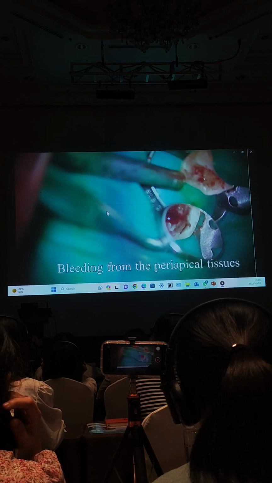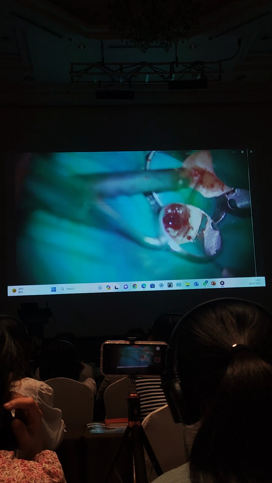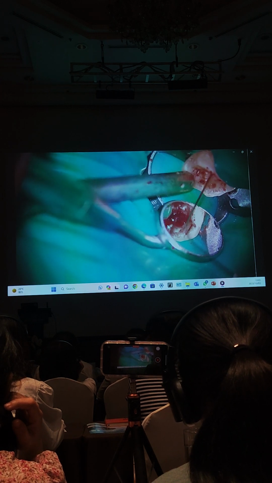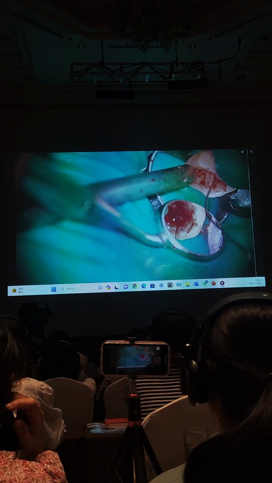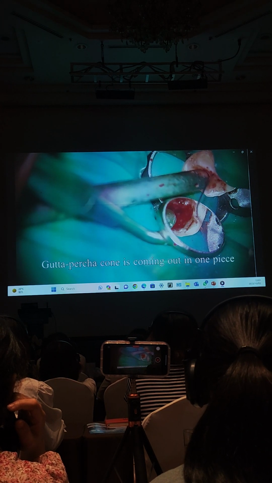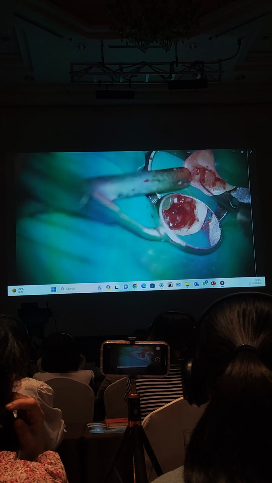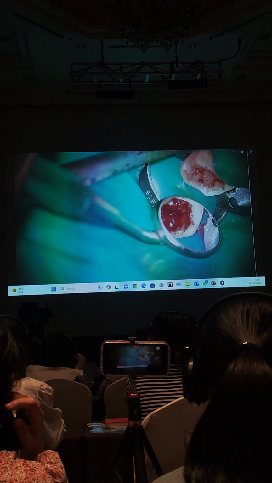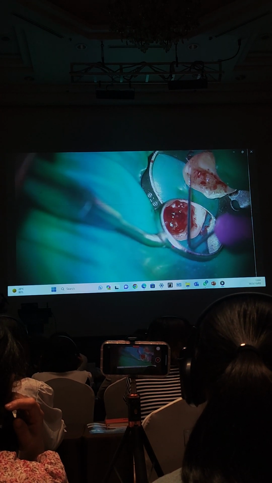You hear nothing from the patient. You see lots of blood is coming out. That's why I cannot show this on my YouTube. If you show blood, you will be banned from showing any video.